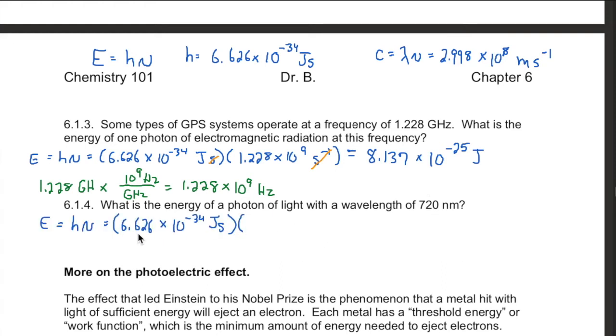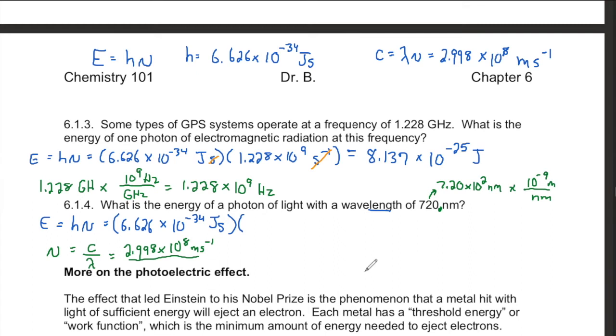All right, we have the same formula here, Planck's constant times the frequency. This time we don't actually have the frequency, we have the wavelength. So to get the frequency like we did before from the wavelength, it's the speed of light over the wavelength. This wavelength is in nanometers. To convert it to meters, I converted it to 7.20. That makes the assumption that we have 3 significant digits. Let's go ahead and keep that assumption. 7.20 times 10 to the 2 nanometers and 10 to the -9 meters per nanometer. So that gives us 7.20 times 10 to the -7 meters.